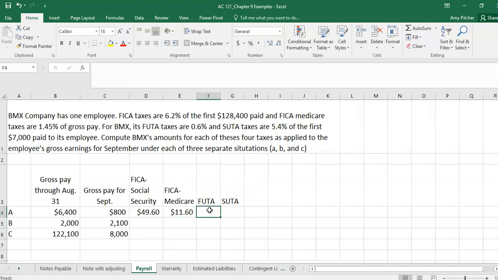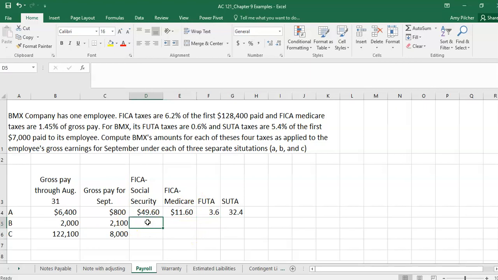For the federal unemployment tax, we pay 0.6%, but only up to the first $7,000 paid to the employee. This employee has already earned $6,400. So only $600 of their September pay needs to have employment taxes paid on it. So we would take $600 times 0.6% for our federal unemployment taxes and $600 times 5.4% for our state unemployment taxes.